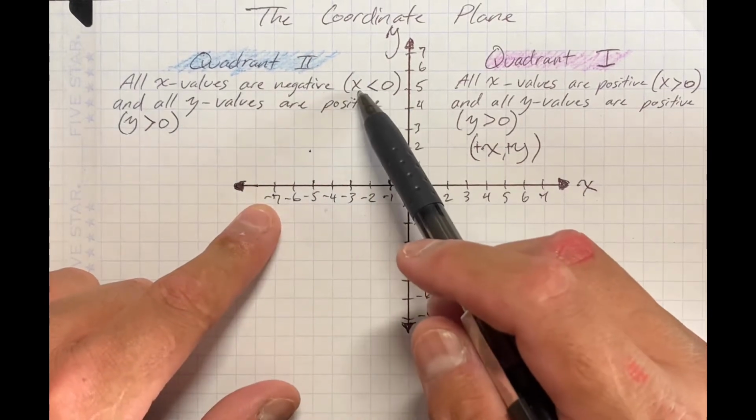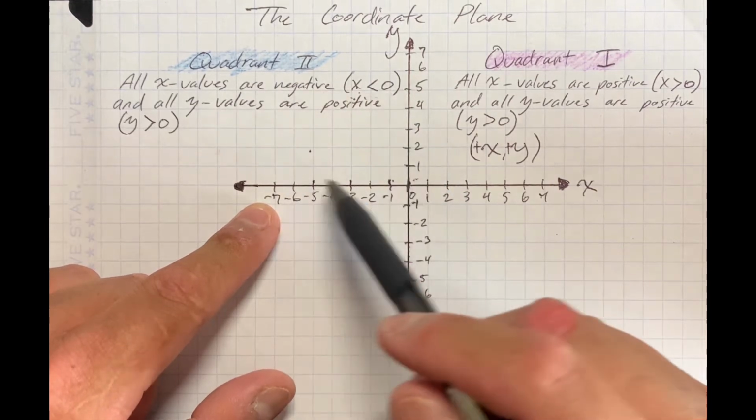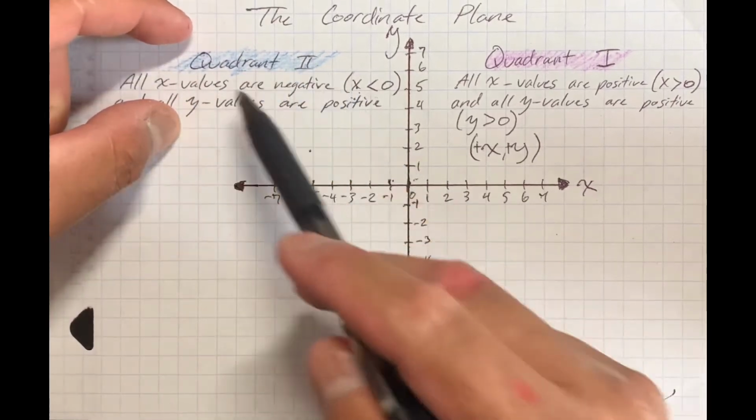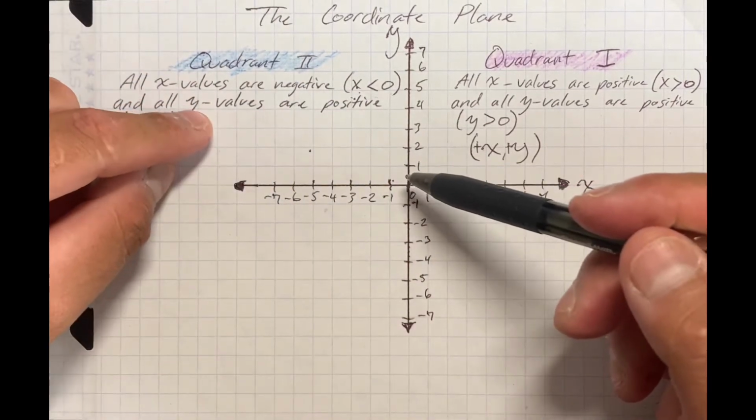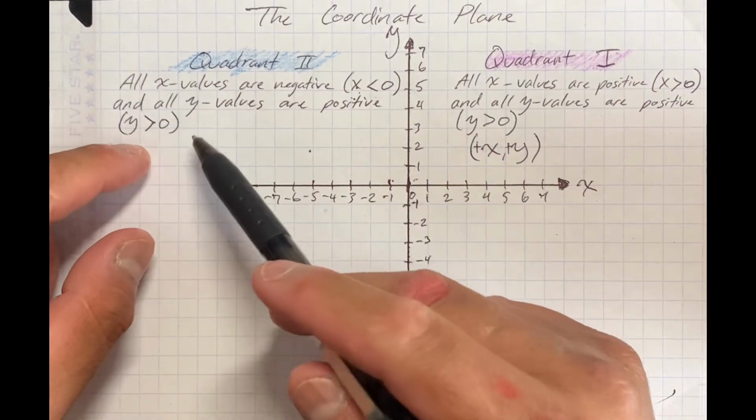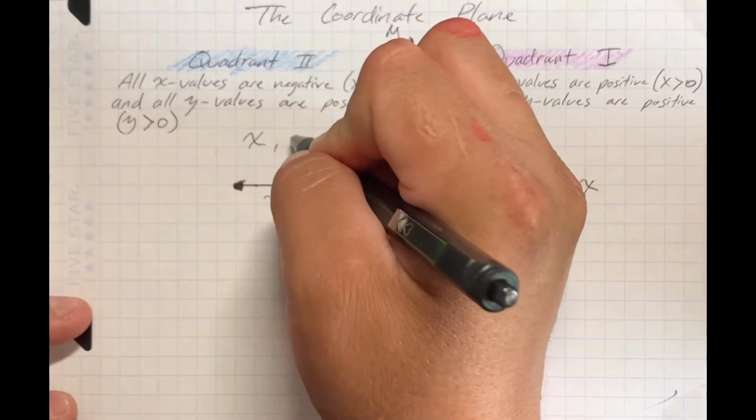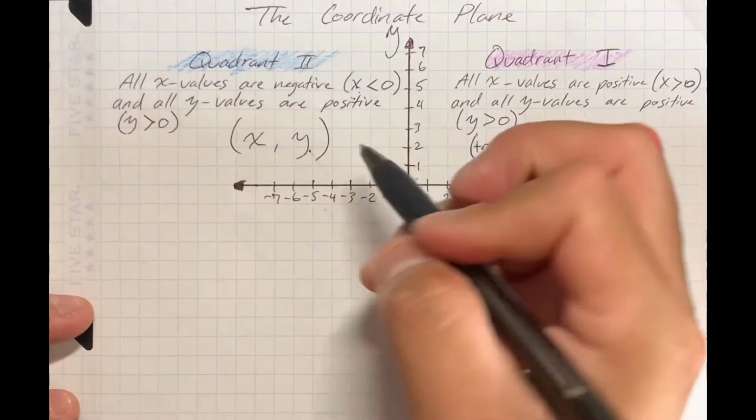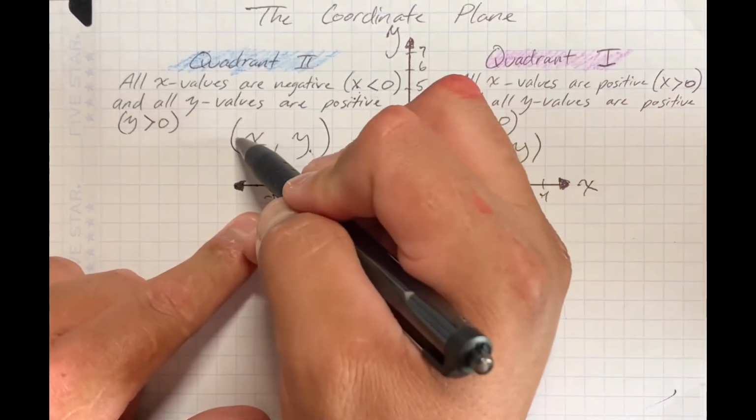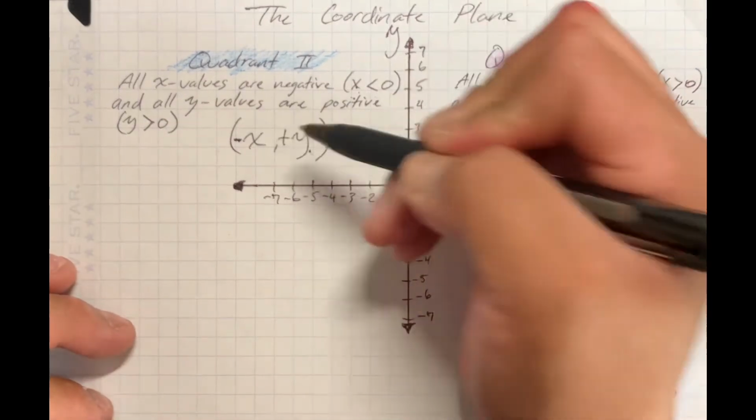So we have here that all these x values are less than 0. They're all negative integers. And all the y values in quadrant 2 are also positive. The y values are greater than 0. So for our ordered pairs, your x and your y values for quadrant 2: again, your x values for quadrant 2 are negative, but your y values for quadrant 2 are positive.